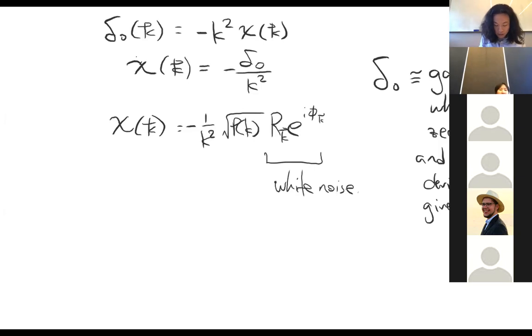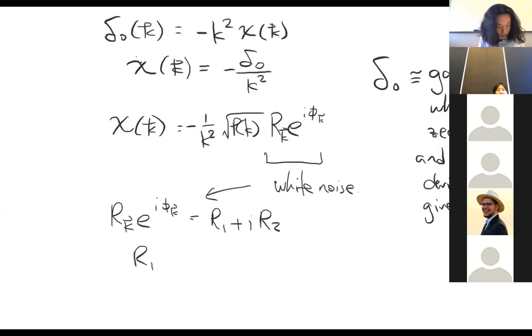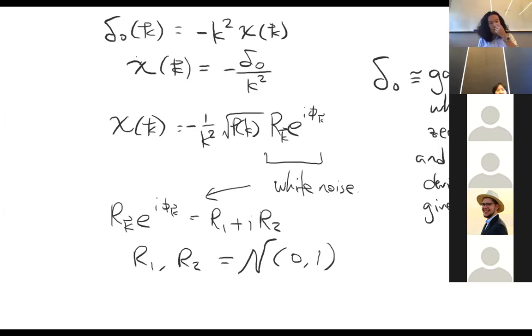So what this means is you can rewrite R of k e to the i phi k as R1 plus i R2, and R1 and R2 are white noise. How do you make sure you don't have too many degrees of freedom?